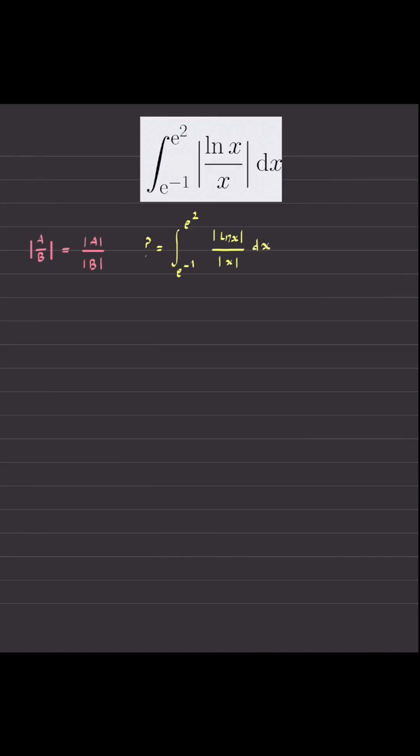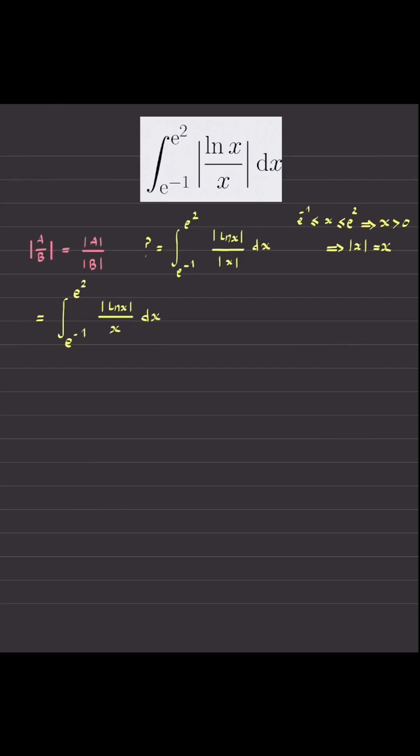But of course you know that in this integration x goes from e to the power of minus 1 to e to power 2. In any way x is definitely positive. If x is positive, then it means absolute value of x is equal to x itself by the definition of the absolute value. So the question mark can be written in this form: the integral from e to the power of minus 1 to e to the power of 2 of absolute value of ln of x divided by x dx.